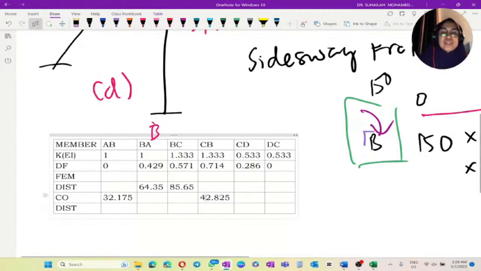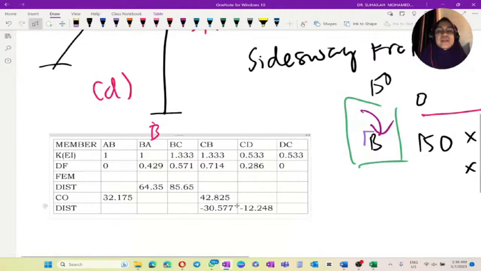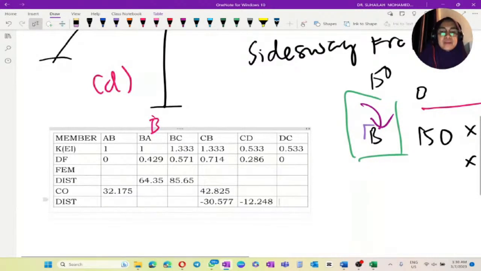Okay, so we repeat, we continue as usual. We have to distribute this 42.825. So we will get negative, negative. 42.825 times 0.714, so we get negative 30.577. And another one is 42.825 times 0.286, which is 12.248. Okay, next we repeat the process.